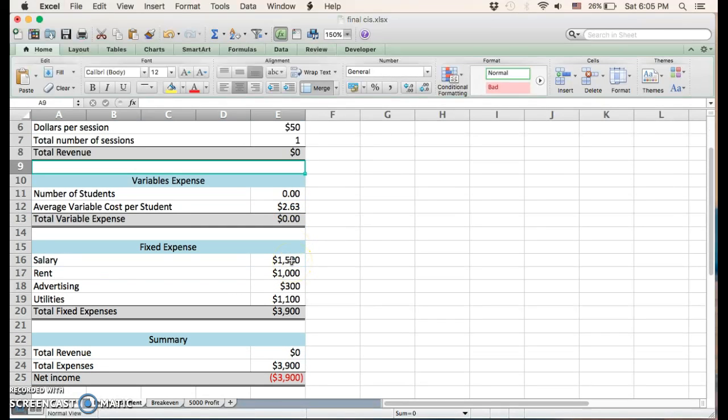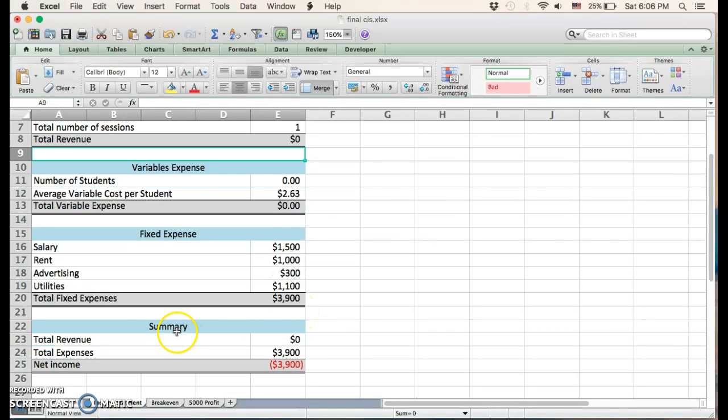Next, we have fixed expense, which is salary for 1,500, rent for 1,000, advertising for 300, and utilities for 1,100. To simplify things, I put utility in fixed, even though I know that electricity, water, and gas will vary depending on how much the business uses. But let's just assume that it's 1,100 for utilities each month. So the total fixed expense would be the sum of these four, which comes out to be 3,900.